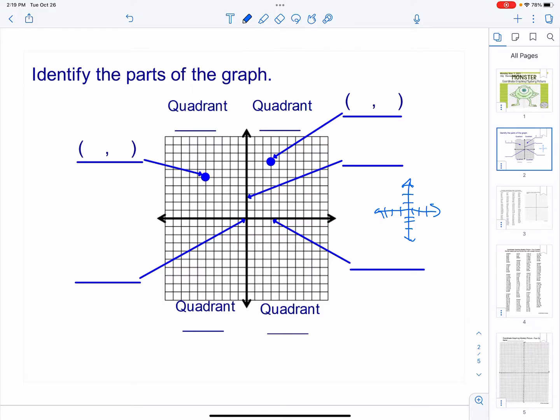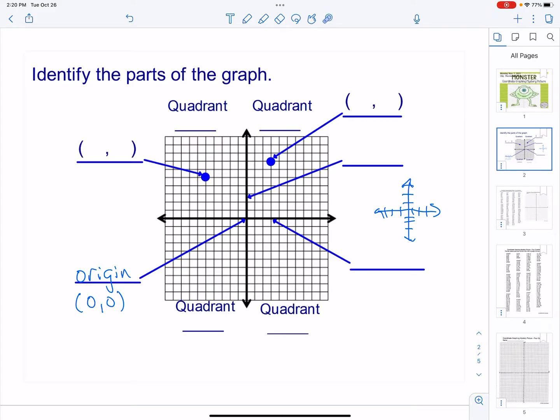Okay, so let's talk about the parts of the graph. The first thing we want to focus on is this point right here in the middle. This point is called the origin. It is where every coordinate originates. That's why we call it the origin. It has a location. Its location is 0, 0. Now it is in the middle of two lines, and these lines are very important.